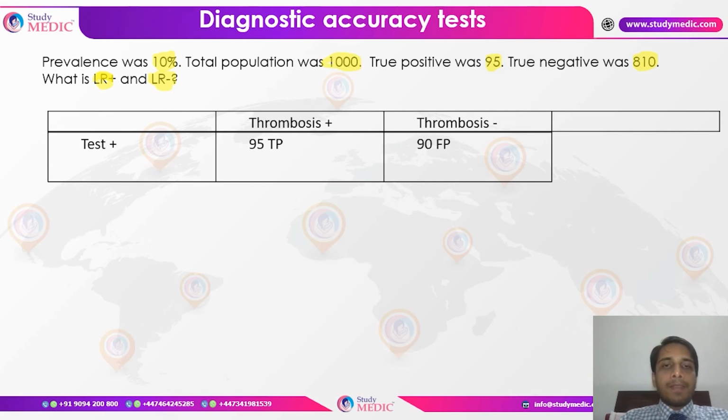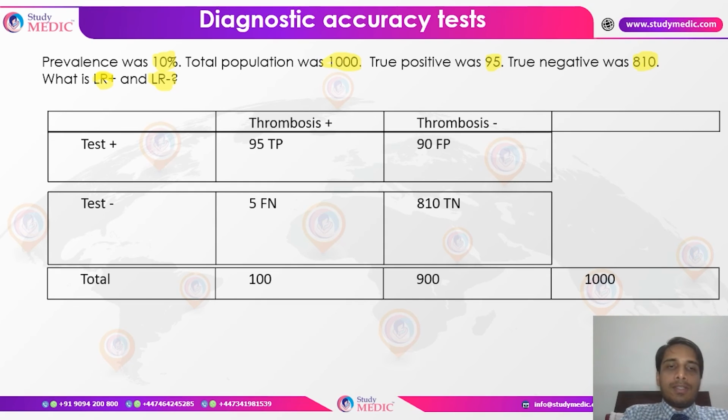Right. Now, how many are having the disease here? 100 out of 1000 are having the disease, right? 10% prevalence. True positive, that means 100 is true positive plus false negative. This 100 is true positive plus false negative, right? So how many of this is true positive? Out of 100, we already have the information, it is 95, so we fill in 95.